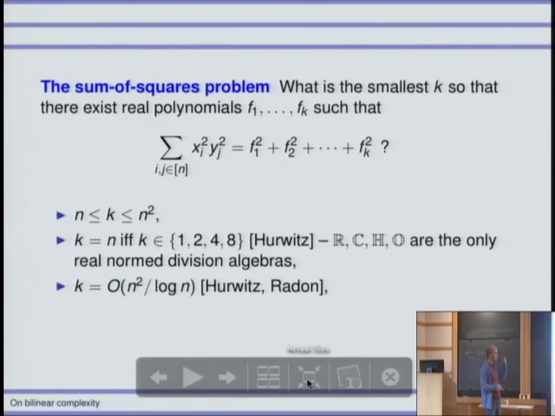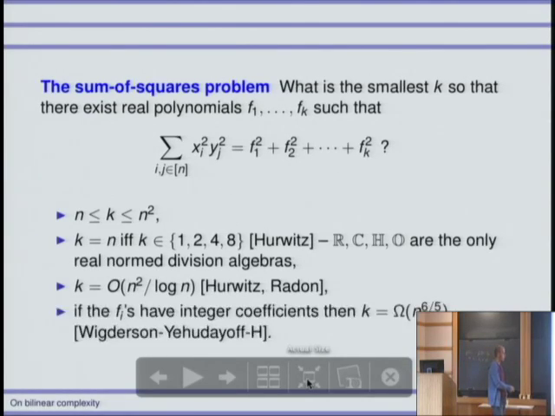The only lower bound which works asymptotically and gives something superlinear is the following. It's work we did a long time ago with Avi and Amir Shpilka, where you explicitly require the polynomials fi to have only integer coefficients. In this case, you can prove that k must be at least n to the 6/5. So it is a superlinear lower bound. It can also be noted that the upper bound here is achieved by polynomials with integer coefficients.